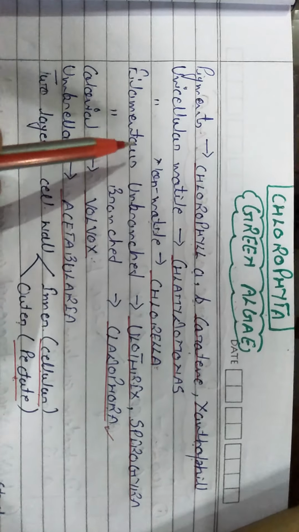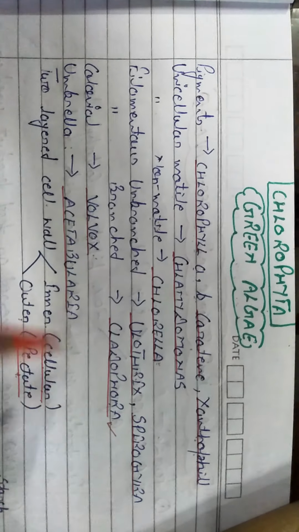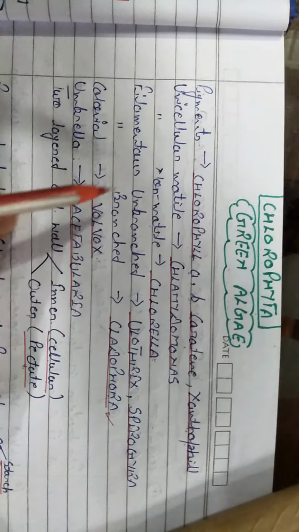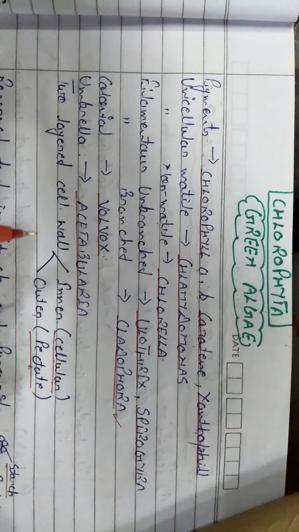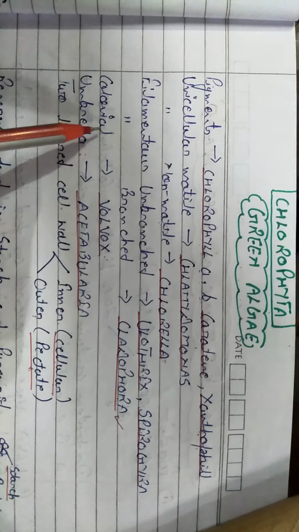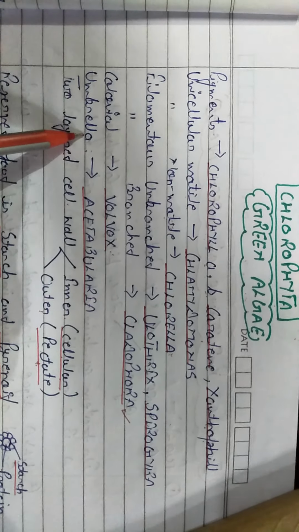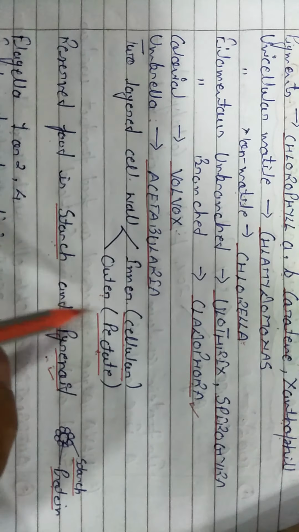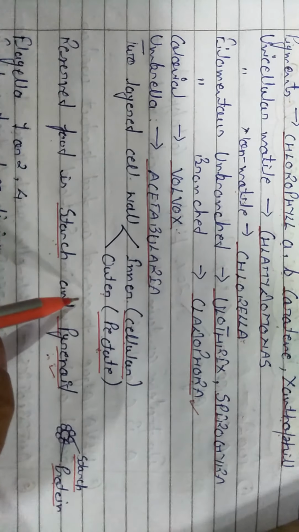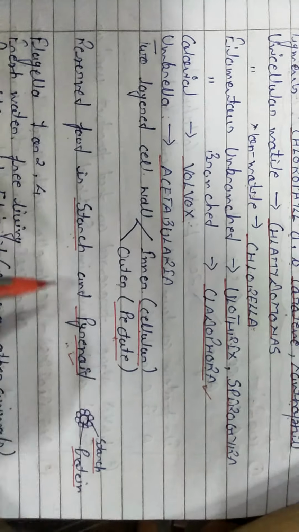Example, Chlorella. They are also filamentous and unbranched. Example, Ulothrix and Spirogyra. And they are also filamentous and branched. Example, Cladophora. Some are also found in colonial form. Example, Volvox. Some look like an umbrella. Example, Acetabularia. Their cell wall is made up of two layers, inner and outer. The inner cell wall is made up of cellulose and the outer cell wall is made up of pectose.